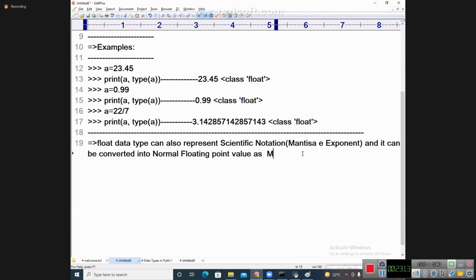As mantissa into, I will write it on the next line, mantissa into 10 to the power of exponent.